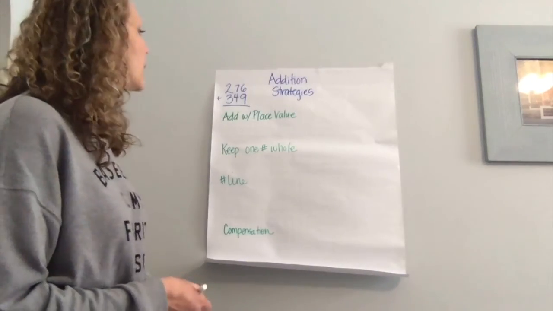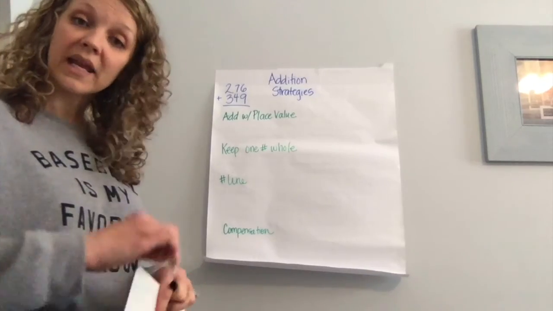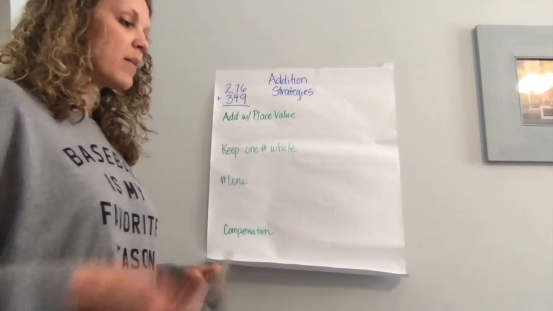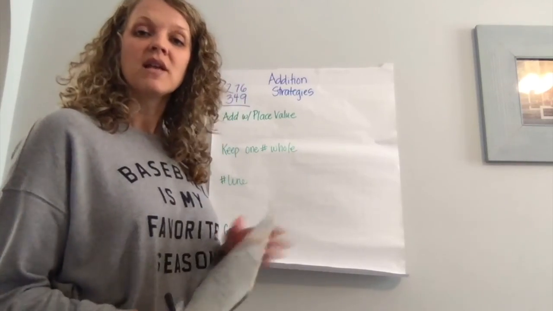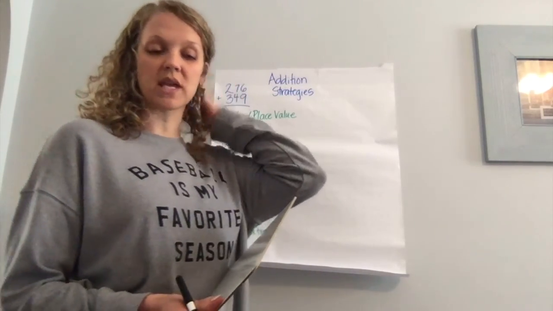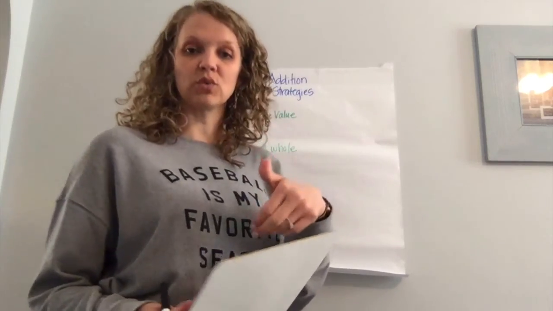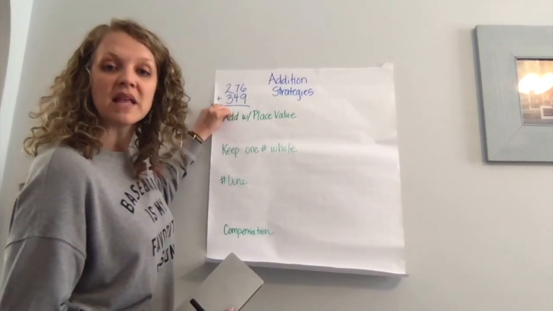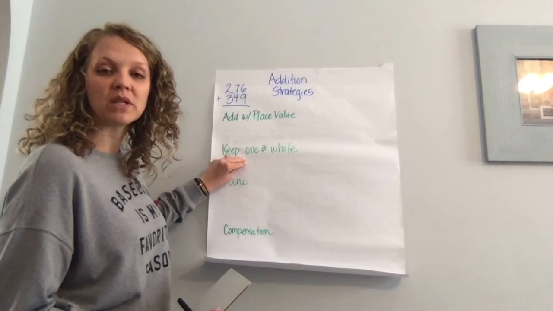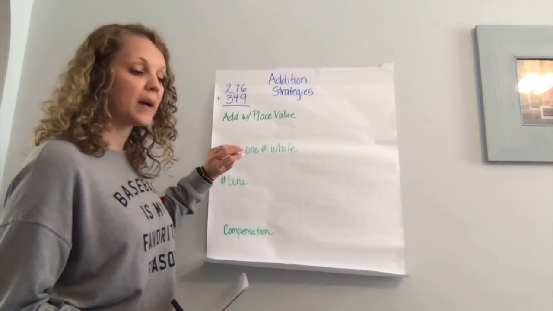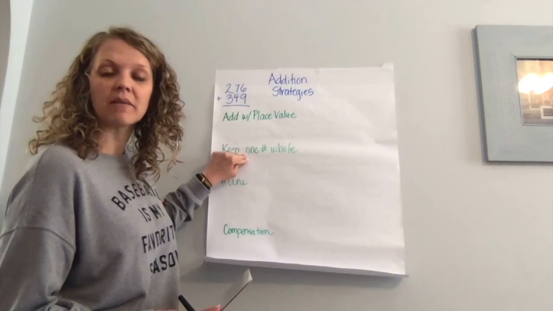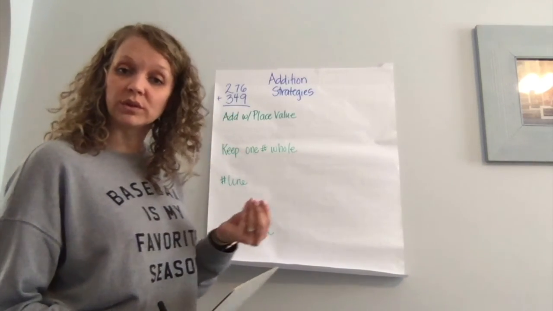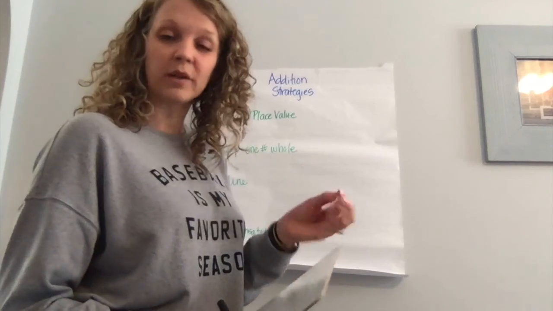Okay, so we are going to get started with adding with place value. And we start with this as a good strategy. This is not a strategy that necessarily we are going to continue to push. We'll kind of phase kids out from this strategy and push them into keeping one number whole. This one's a little bit simpler for kids to understand. This requires kids to be able to hold information in their head a little bit more.